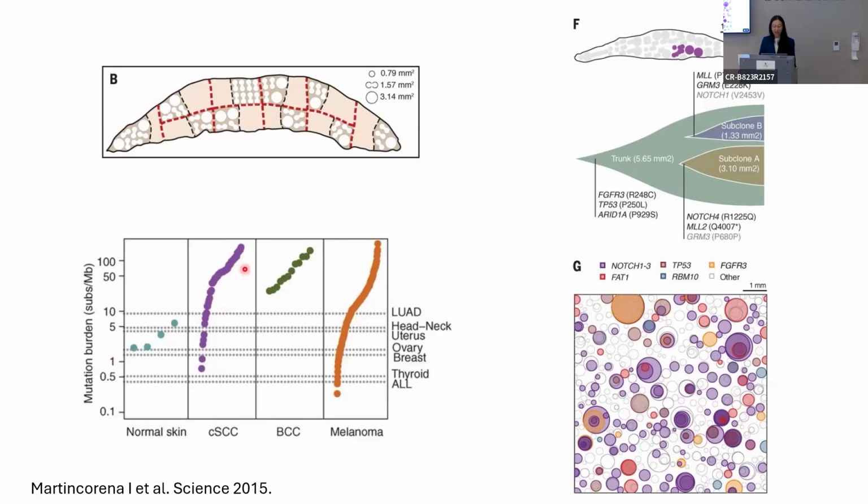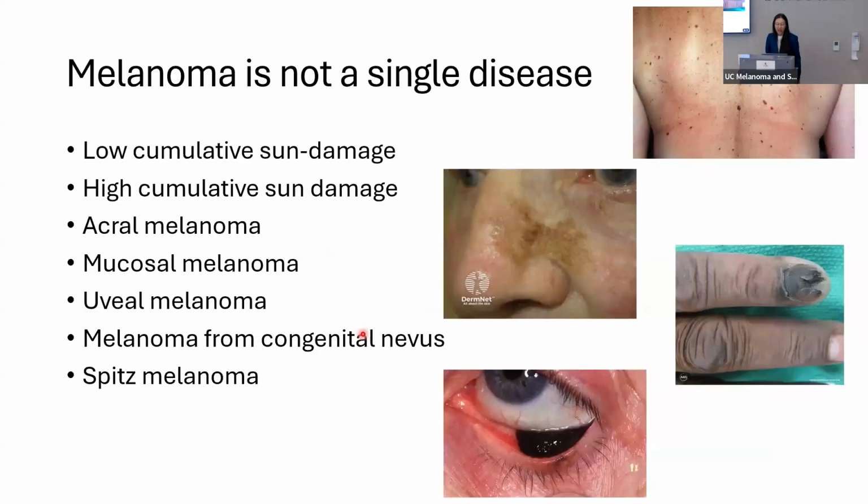But when you look at the different skin cancers, both squamous cell carcinoma, basal cell carcinoma, and melanoma, you see that many of the tumors have very high mutation burdens. And it's been shown that these mutations carry a signature of UV radiation, indicating that they're caused by UV exposure. Now on to melanoma.